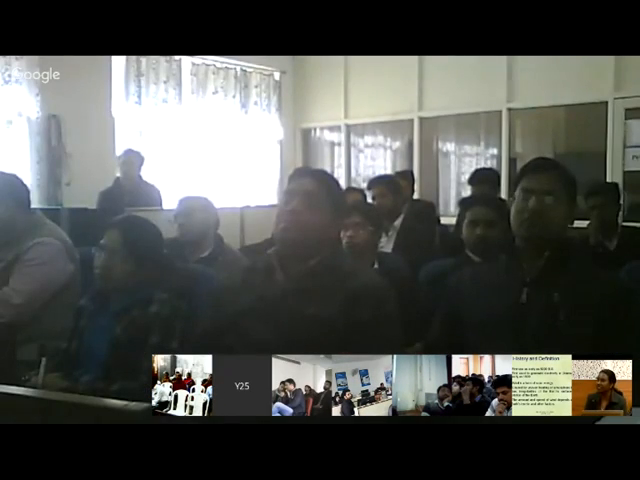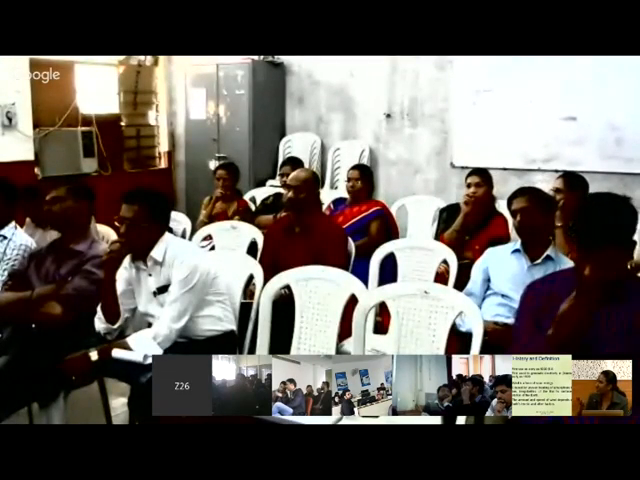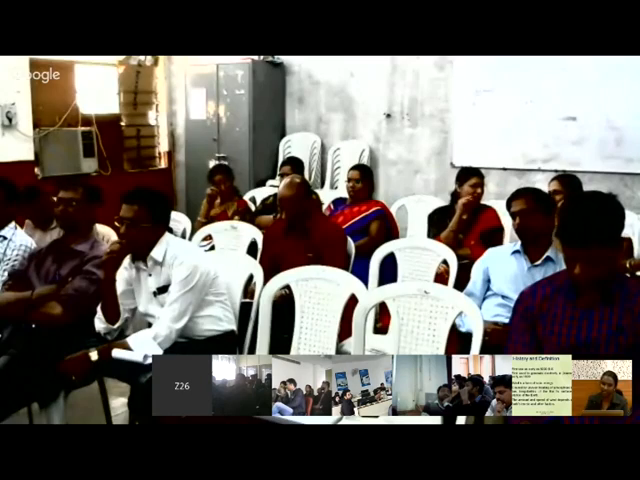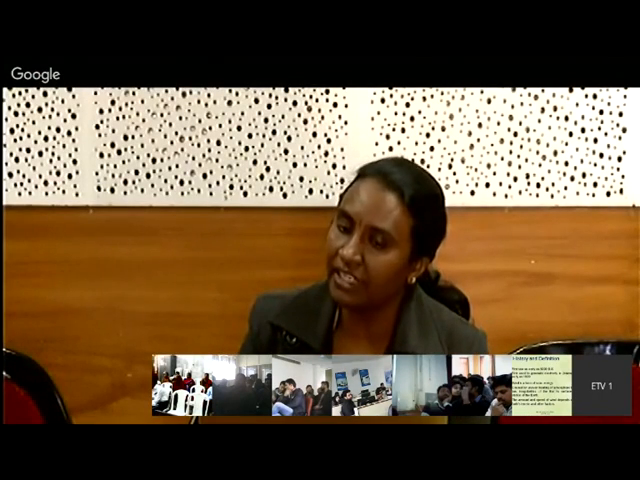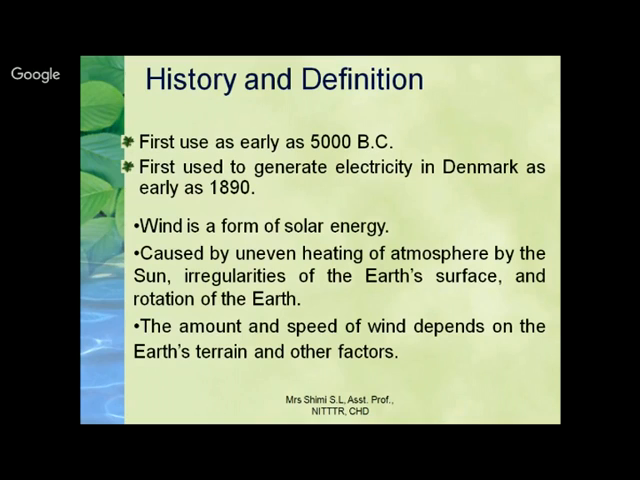And this wind energy is also a form of solar energy, because the wind flow is due to the heat difference in the atmosphere. It is caused by uneven heating of the atmosphere by the sun, irregularity of Earth's surface, and rotation of the Earth. So all these things are causing the wind, and the speed of wind depends on the Earth's terrain and other factors.